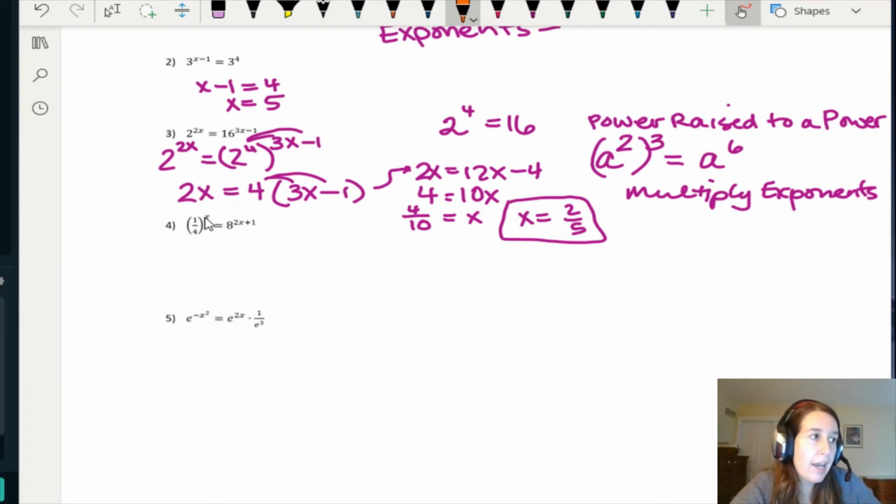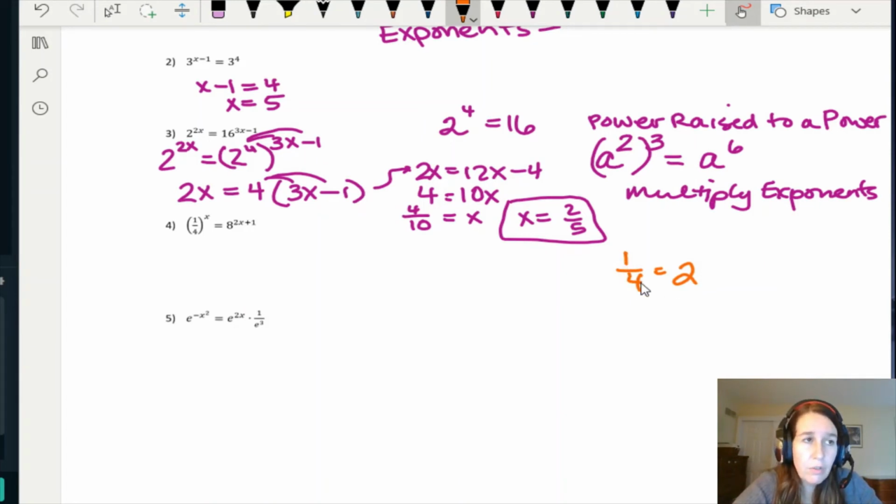1/4 raised to the x is equal to 8 raised to the 2x minus 1. Okay, so really 1/4 and 8, they're not the same base, but I would like to change them both to base 2. I hope you do too, because I think that's the base that they really have in common. So in other words, 1/4 is the same as 2 to what power? Think about that for a second.